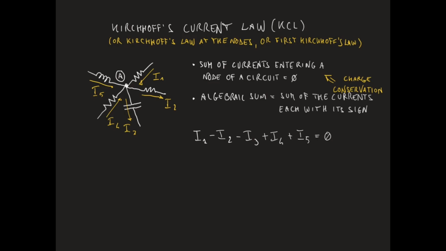More generally, if we have n branches connected to a node, then Kirchhoff's law for currents will state that the sum for i going from 1 to n, where n, as I said, is the number of branches connected to the node, of I sub i will be equal to 0. It is intended here that I sub i will have a sign depending on the convention adopted for the currents.